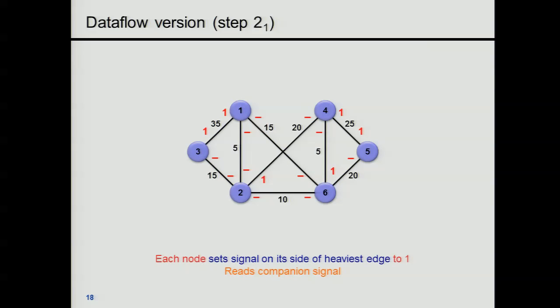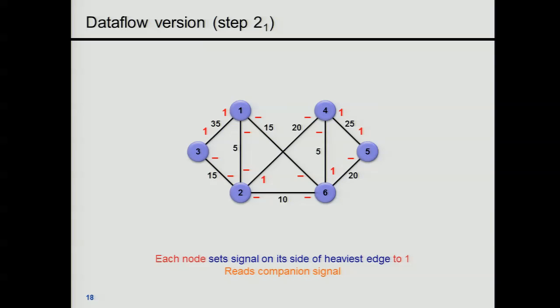So this is the first step. 3 has filled this bit with 1. 1 also wants to match with 3, so it's filled this bit with a 1. And 3 has filled this bit and has tried to read this one. It waits until this one gets filled.